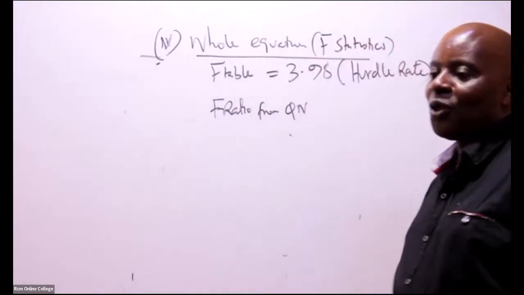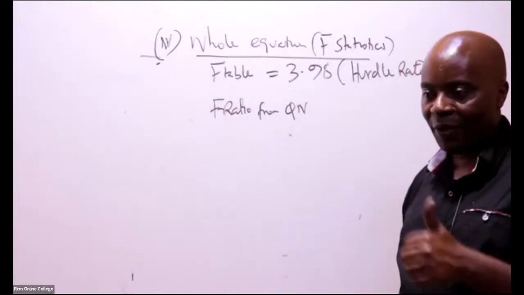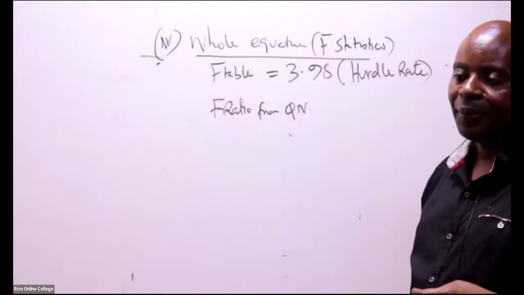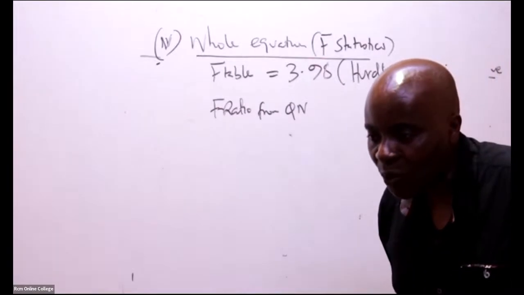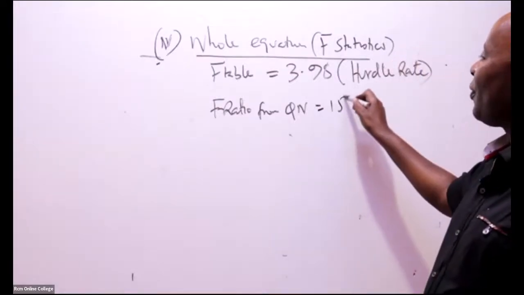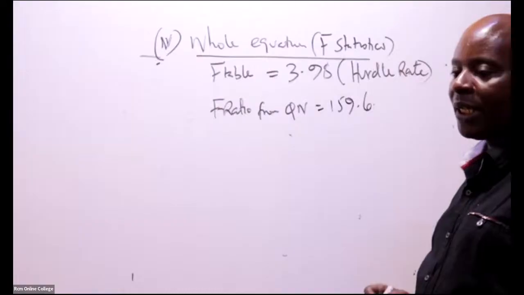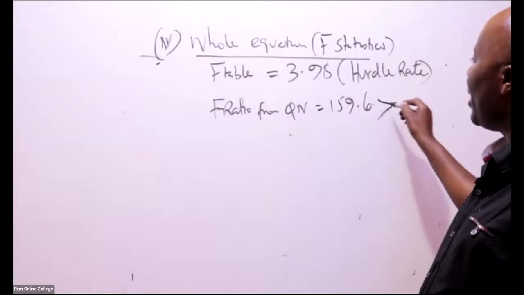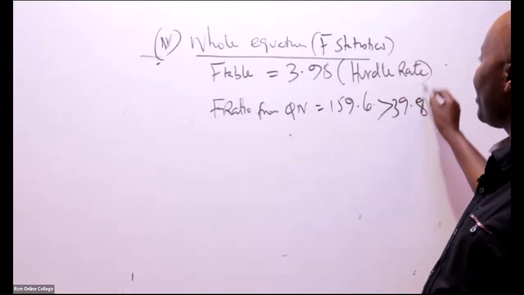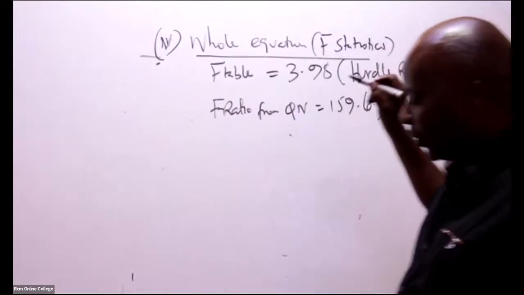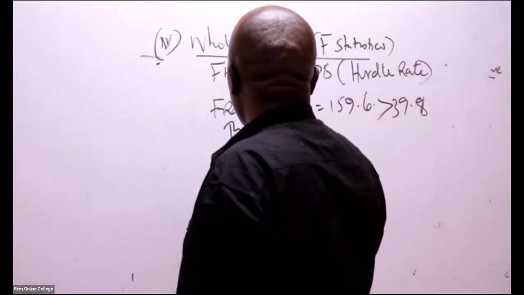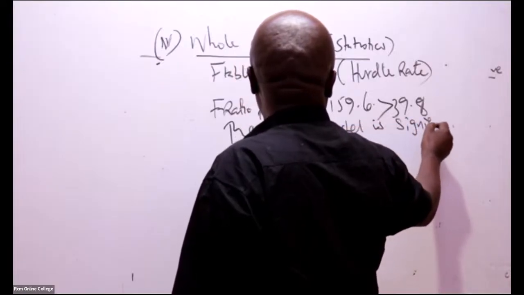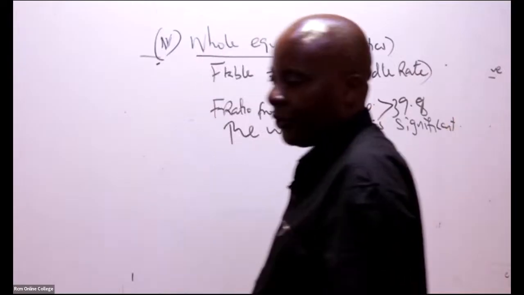Yes, so you compare this hurdle value, which has been given, to the F ratio from the question. Somebody is giving us 159.6. So in this case, is the model significant or not? This is really more than the 3.98. It's more than the 3.98, meaning that the whole model is significant.